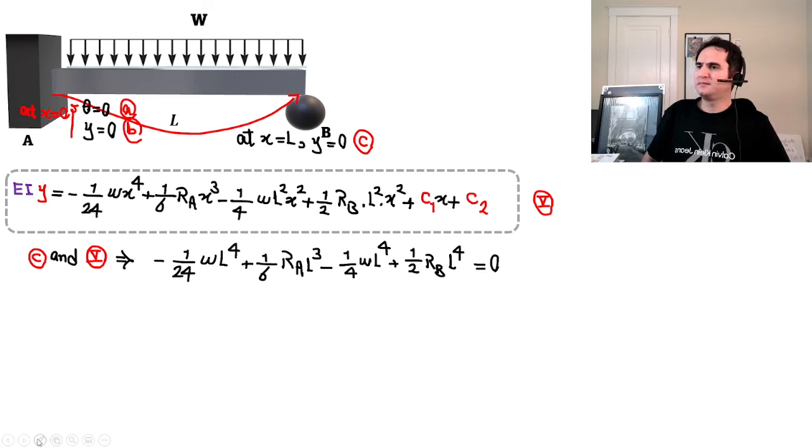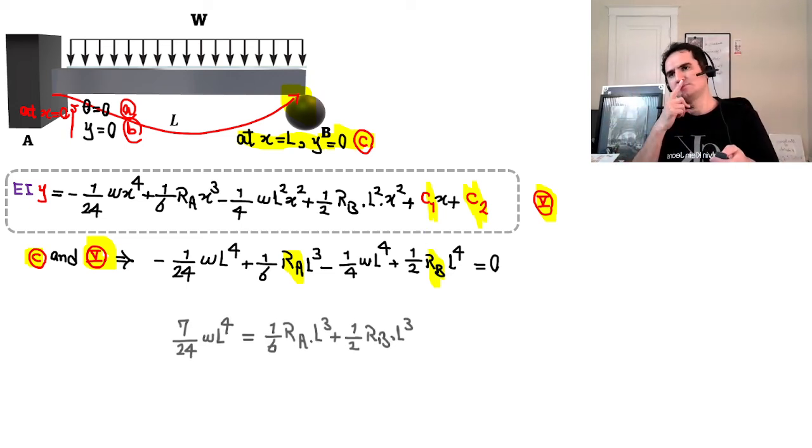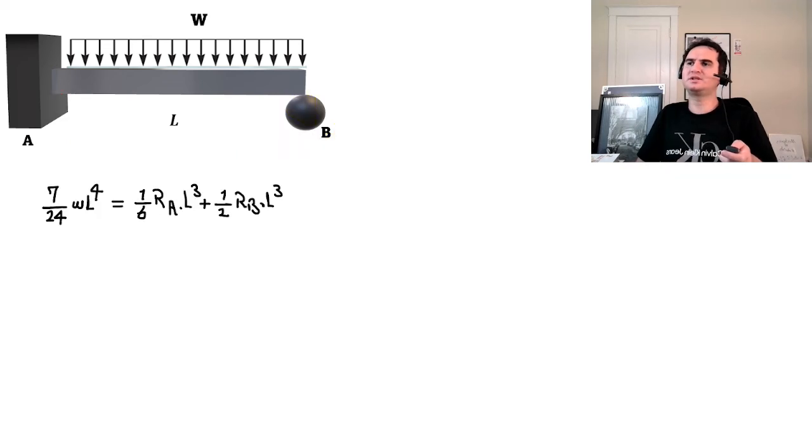By the additional condition, at the far right end, delta is equal to 0 again due to the support, and with equation 5, C1 equal to 0 and C2 equal to 0, it gives us an equation which links RA with RB. If we simplify that equation, it gives us an equation which you can see here.